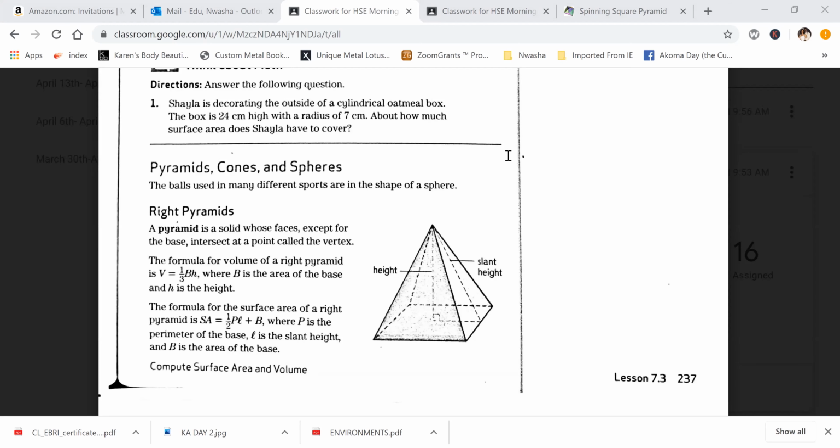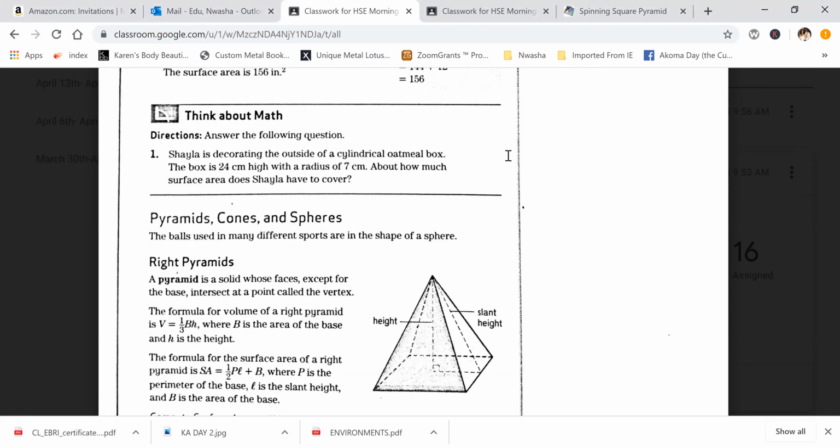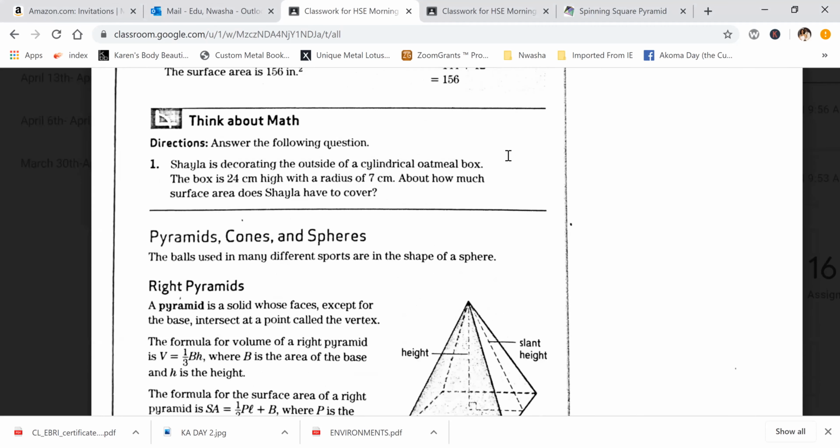So this one says, Shayla is decorating the outside of a cylindrical oatmeal box. So everybody's seen an oatmeal box before, right? Yes. This is another example of a cylinder. So we said could be like paper towels, now oatmeal box, a soup can, or something like that. So now they're going to give you the dimensions of the oatmeal box, 24 centimeters high with a radius of 7 centimeters. And then how much surface area does Shayla have to cover?